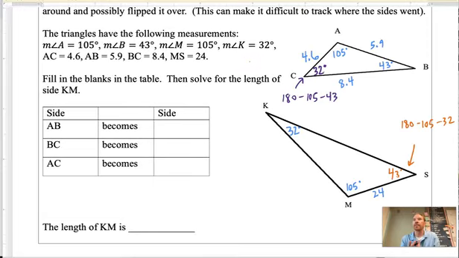Okay, so I've got everything labeled on the diagram that I was told, and I also figured out angle C is 32 degrees. I was not told that, but I used the good old triangle angle sum. If I know 2 angles in a triangle, I can figure out the third angle. And similarly, angle S, I was not told the measure of angle S, but knowing angle K and angle M, that's 2 angles in a triangle, I can figure out angle S is 43 degrees.